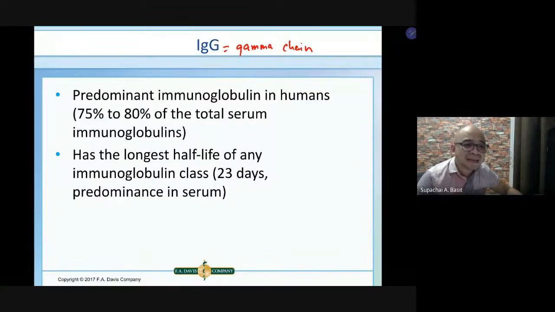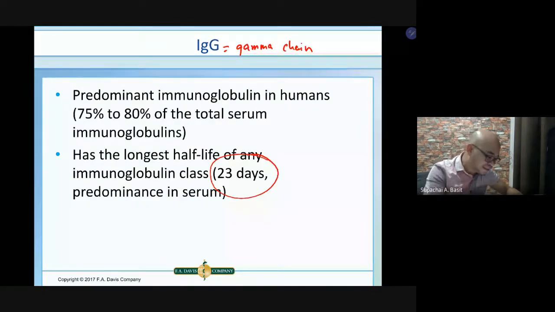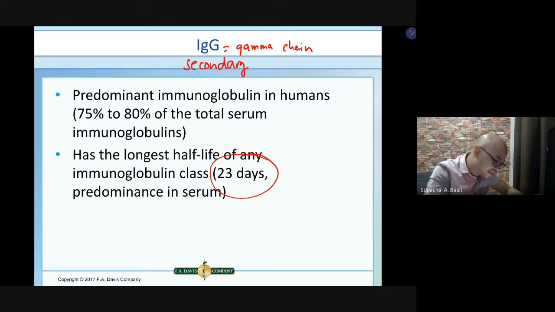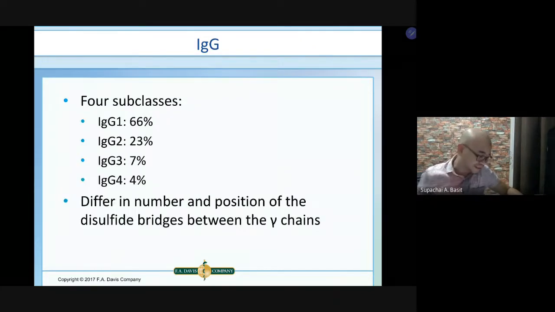So it has the longest half-life of any immunoglobulin class. So it's about 23 days half-life. Okay. So IgG is also known as the secondary response. So IgG is also known as secondary response because after IgM, the next antibody that would predominate upon exposure to antigen is IgG. So that's why it is called secondary response.